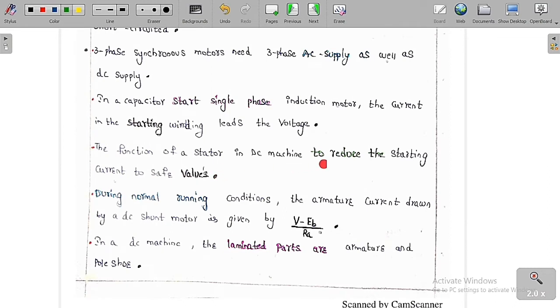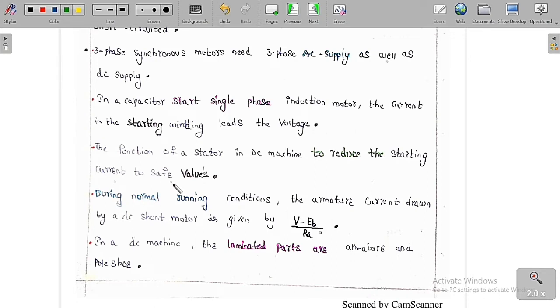The function of a starter in a DC machine is to reduce the starting current to safe values. I've already told you, in DC machines, at the starting condition, the rotor speed is equal to 0, so back EMF is equal to 0, so the current is very high. The armature current is equal to (V minus Eb) by Ra. As Eb is equal to 0, V by Ra is a very huge value. It can damage the armature winding of the DC machine.